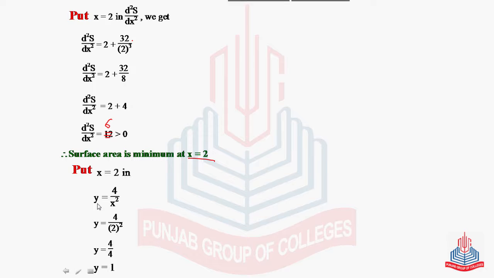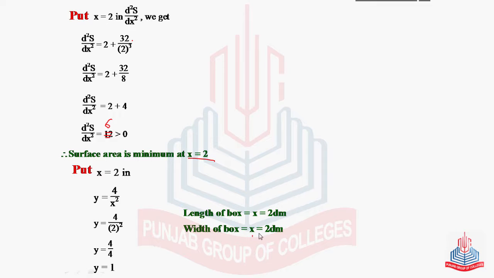Hence the length of the box, which is represented by x, is 2. The width of the box is also represented by x, as our base was square. So length and width must be equal, and the height of the box is equal to 1. So this one is actually the dimensions of the box.